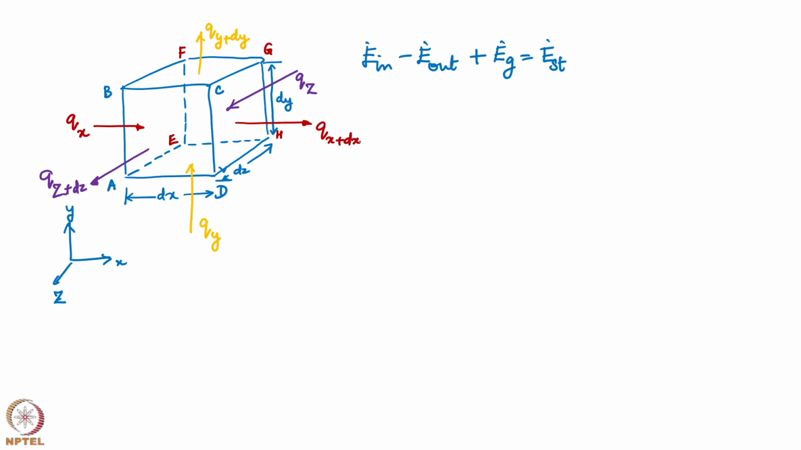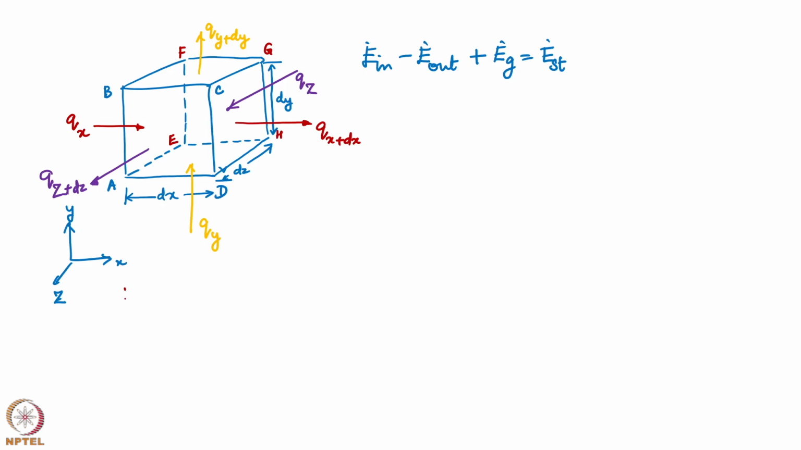So, this is my control volume here, and I have shown through these arrows how energy is flowing into the control volume and out of the control volume through these 6 control surfaces. The ones in red represent the flow in the x direction, the ones in yellow represent the flow in the y direction, and the ones in dark blue represent the flow in the z direction. So, let us look at each of these term by term.